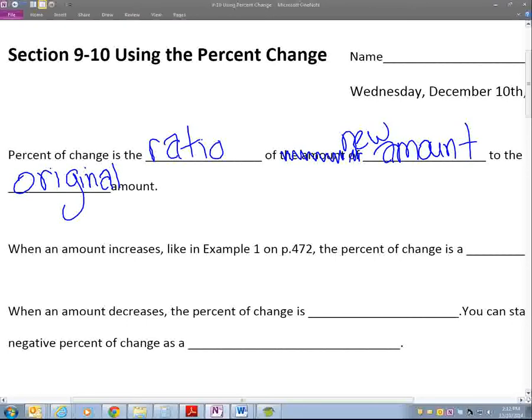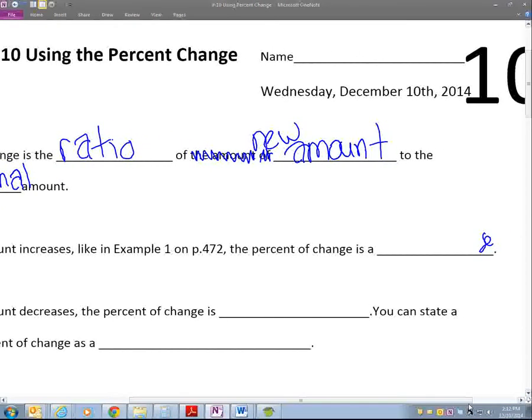So if it was graded, it wouldn't be late. Now, when the amount increases, for example, like in your book on page 472, the percent of change is a percent of increase. It is a percent of increase.